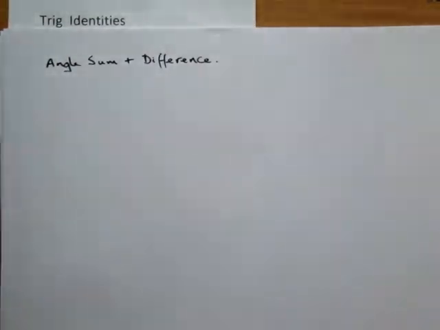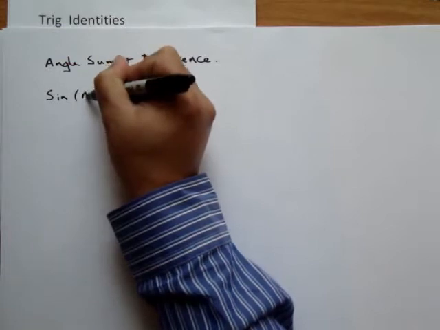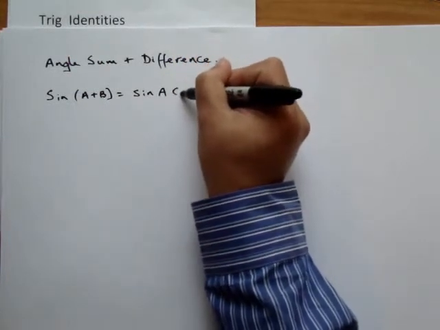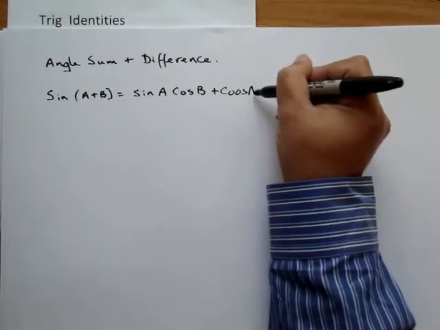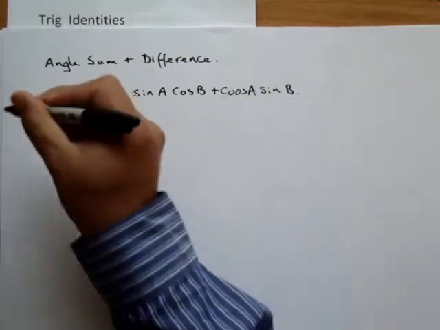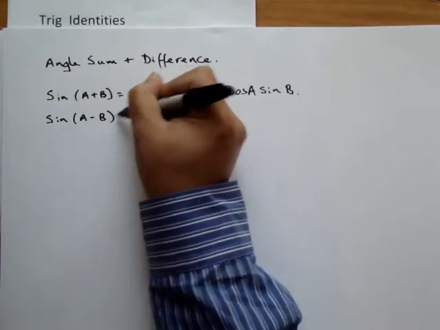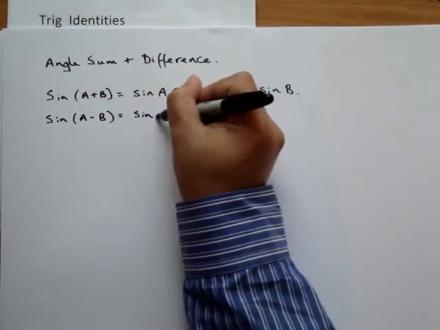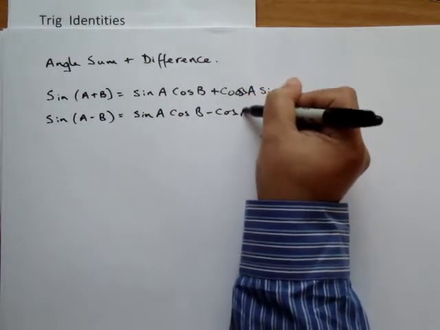Then, as we saw in the previous video where we proved the angle sum and difference identities, sine(A plus B) equals sine A cos B plus cos A sine B. For the difference, sine(A minus B), all we do is reverse the plus and make it a minus, so it becomes sine A cos B minus cos A sine B.